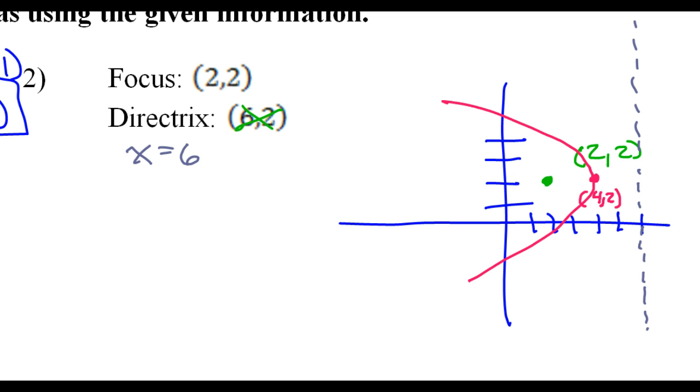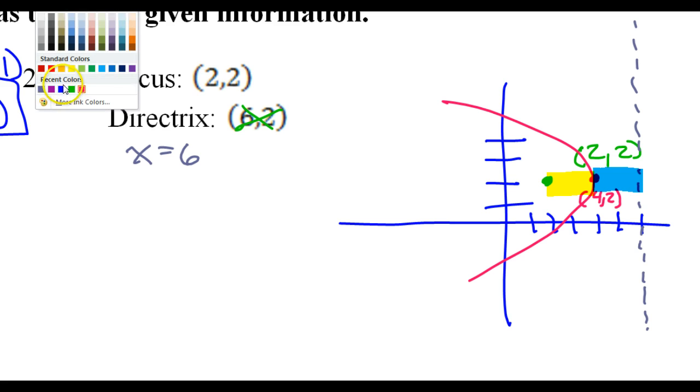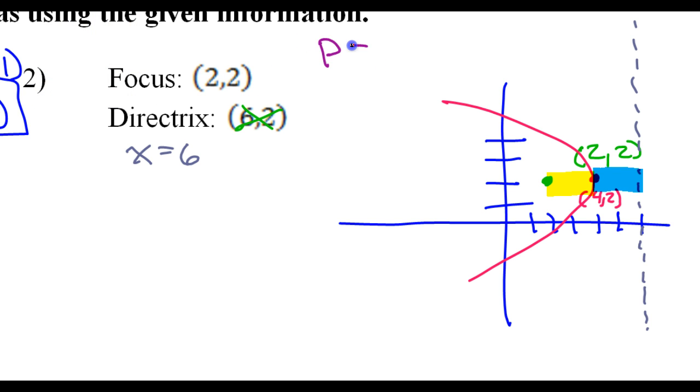The p-value, remember, is right here between the focus and the vertex. Or I could have used the value right here between the vertex and the directrix. Those two numbers should be the same. Either way, I hope you see that the p-value is 2. Or I could say -2 because it's facing to the left. I simply got it because of the distance: this one's at 4 and this one's at 2. They're 2 apart.